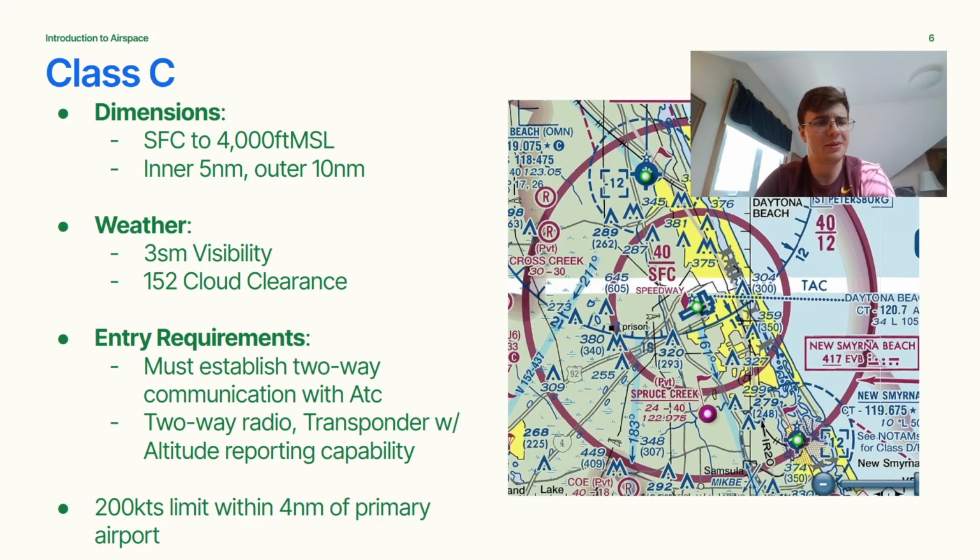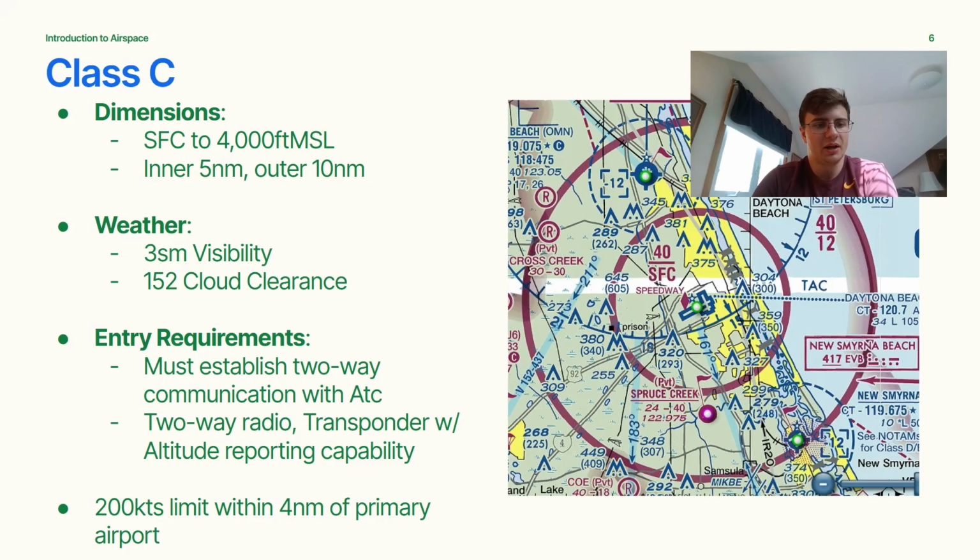The weather requirements to enter Class Charlie as VFR traffic are 3 miles of visibility and our 152 cloud clearance. What's the 152 cloud clearance, you ask? Great question. Those are the distances you have to remain from clouds. So it stands for 1,000 above, 500 below, and 2,000 feet horizontal. Those are the distances you have to stay away from the clouds in order to enter Class Charlie airspace. You have to be able to maintain that in order to enter.